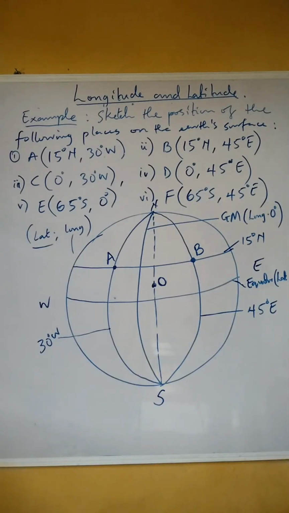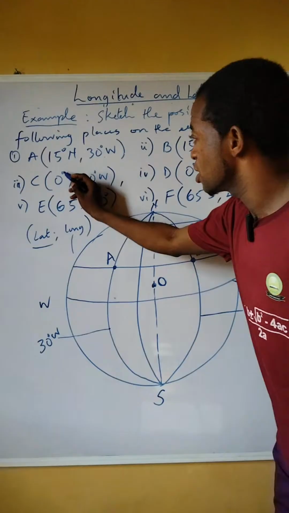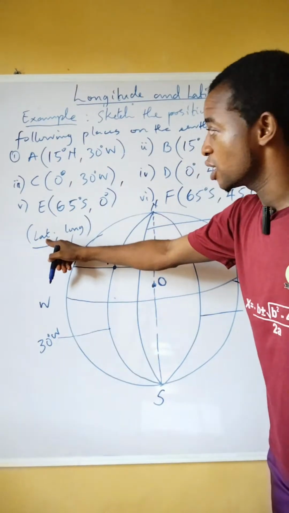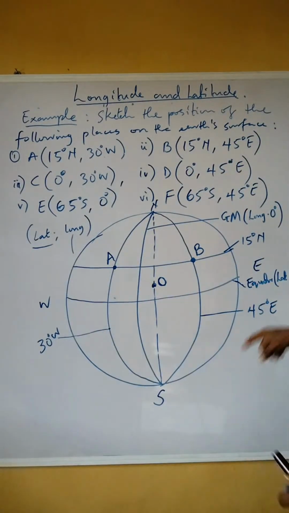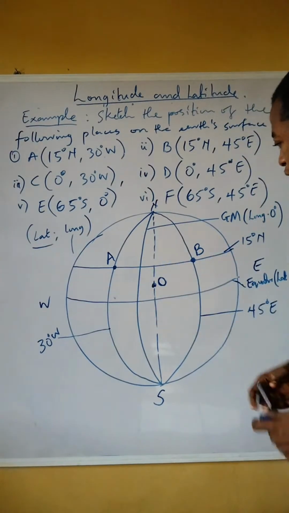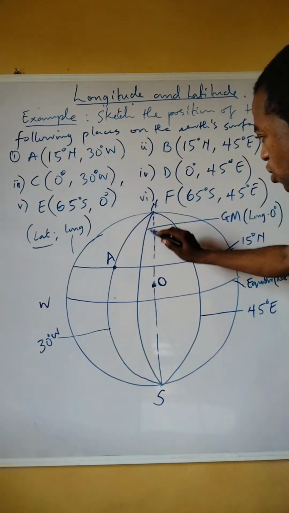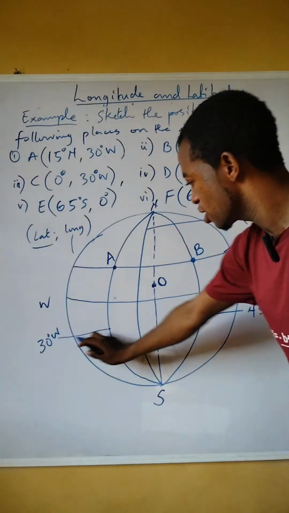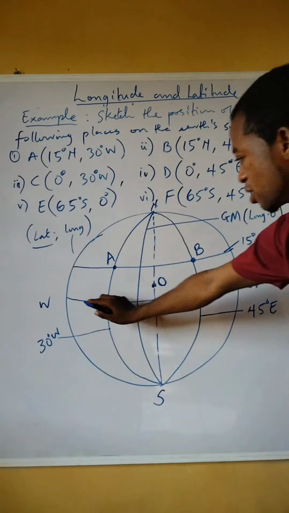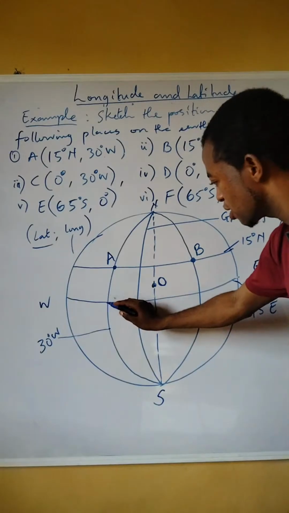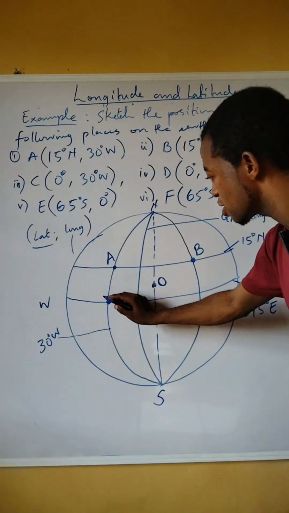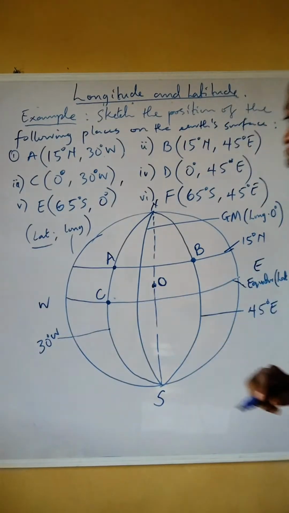And for point C, we have 0 degree. I know the first is latitude, right? Which latitude is 0 degree? That is the equator. So latitude that is 0 degree, of course, is the equator. We already have the line here. This is the equator of latitude 0 degree. Then 30 degree west. We have already drawn that as well. This is 30 degree west. So where 30 degree west and the equator intersect here, that will be point C. So this point will be point C.